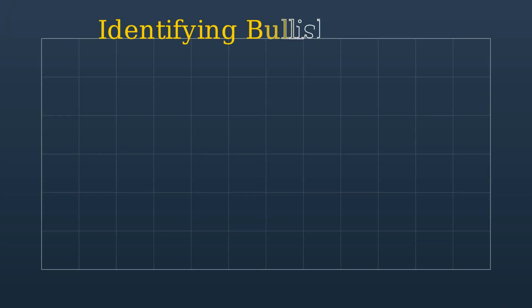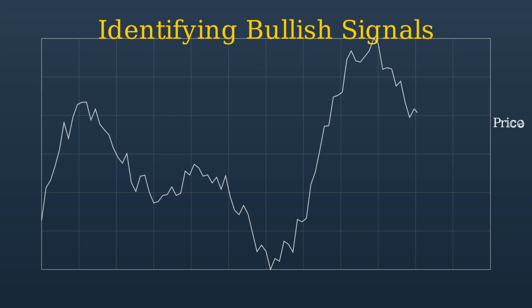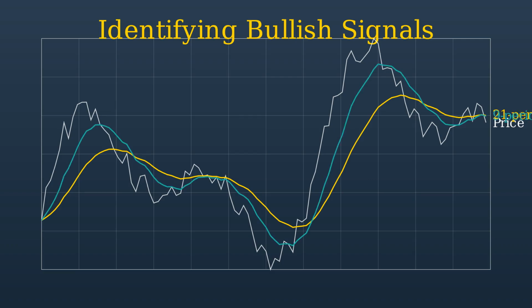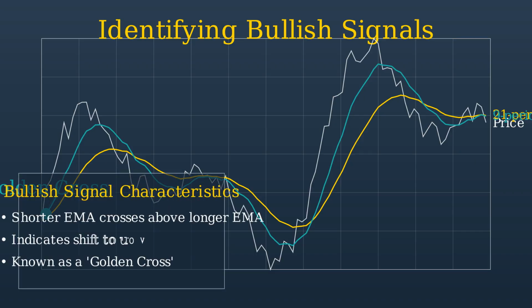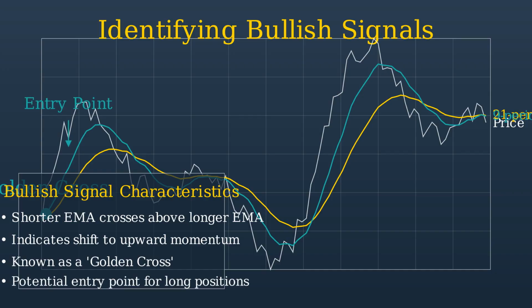Let's examine how to identify bullish signals using double exponential moving averages. In a double EMA strategy, we typically monitor two EMAs of different periods, a shorter one and a longer one. A primary bullish signal occurs when the shorter period EMA crosses above the longer period EMA. This is known as a golden cross in the double EMA context. This crossover suggests momentum is shifting upward as the faster EMA responds more quickly to recent price changes. Traders often use this signal as an entry point for long positions, looking to capture the potential upward trend.